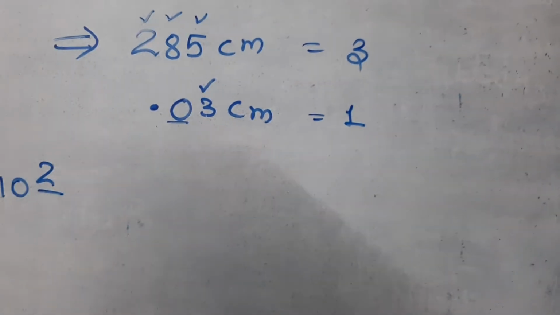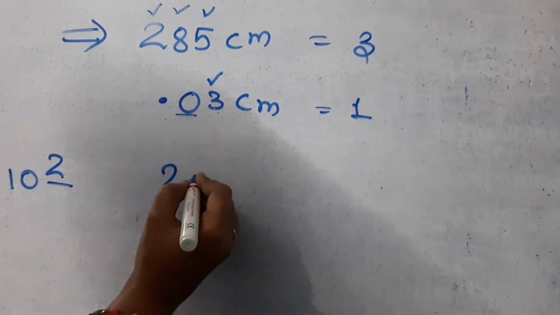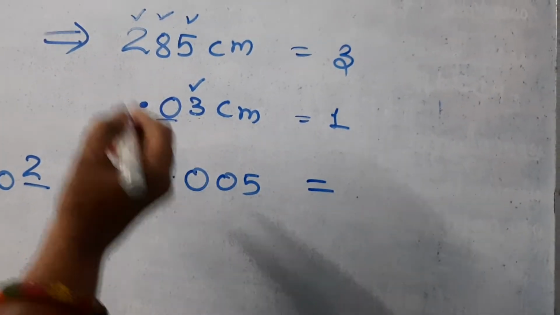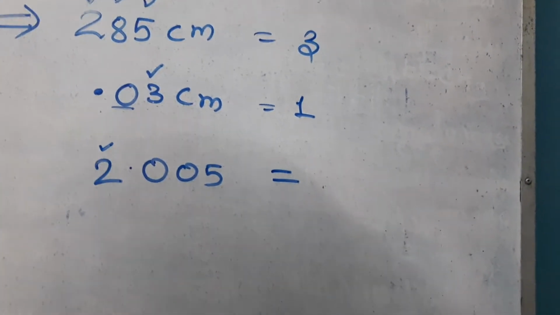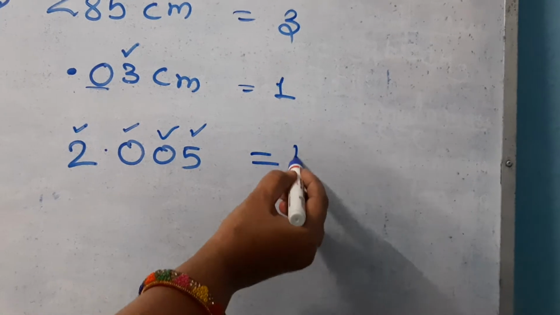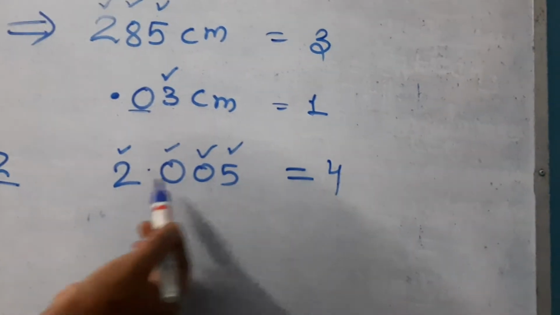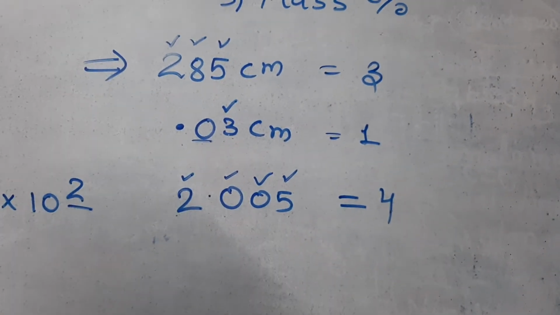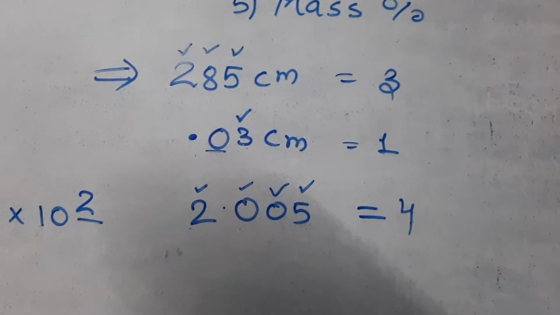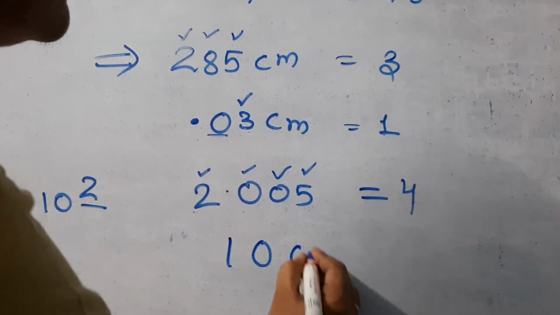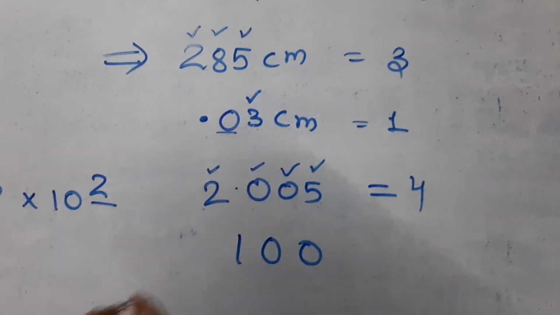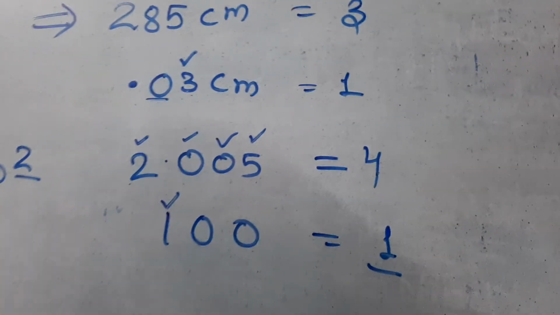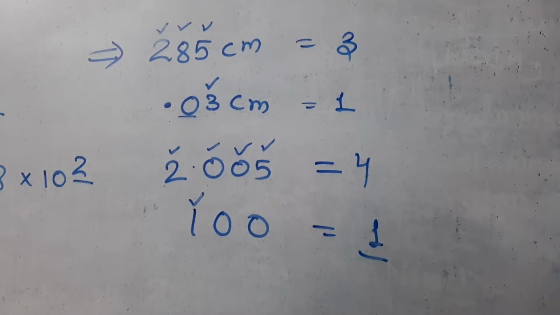Okay, one more example: 2.005. This is the number. Here there are 4 significant digits. How is it possible? 1, 2, 3 and 4. It means the zeros in between two significant numbers are always countable as significant figures. But if the number is 100, only 1 is counted as a significant digit and you write only one significant number. Okay, so this is the rule to write the significant number.